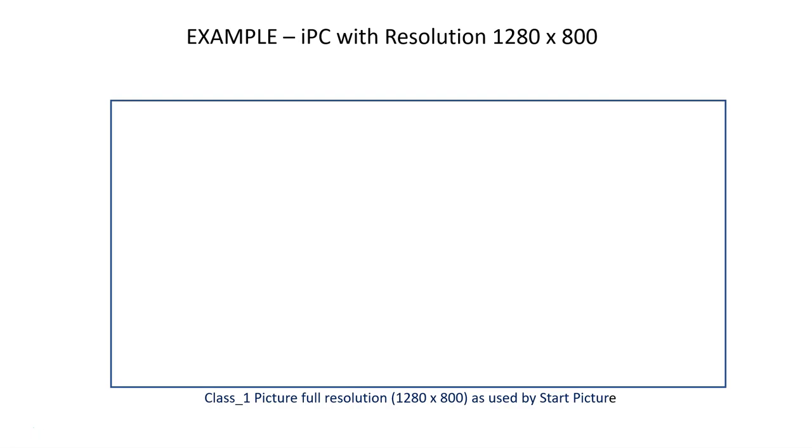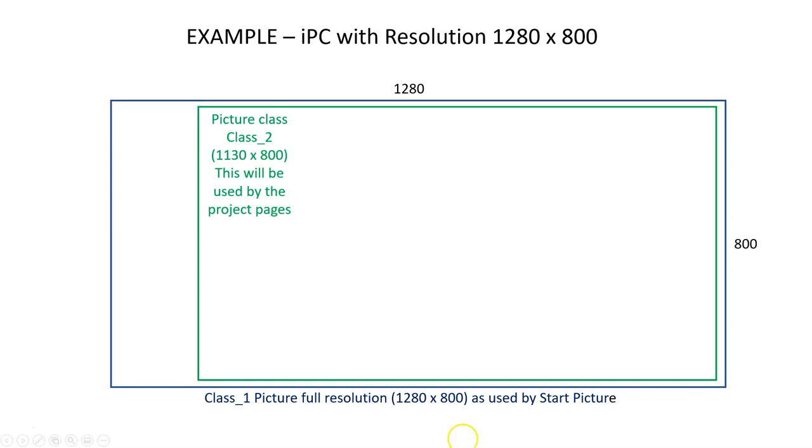I would suggest the first thing we need to do is define the resolution of the pictures or pages within the project. So in this example I have an IPC with a maximum screen resolution of 1280 by 800. So in the ProconWeb project we're going to have to resize the class 1 picture to the resolution 1280 by 800.